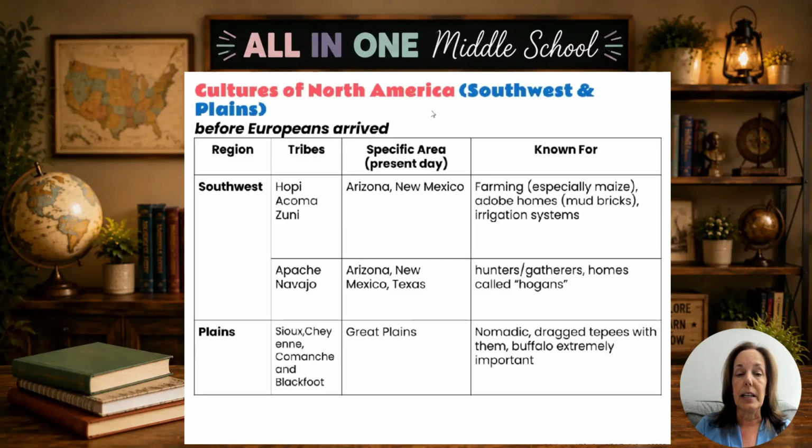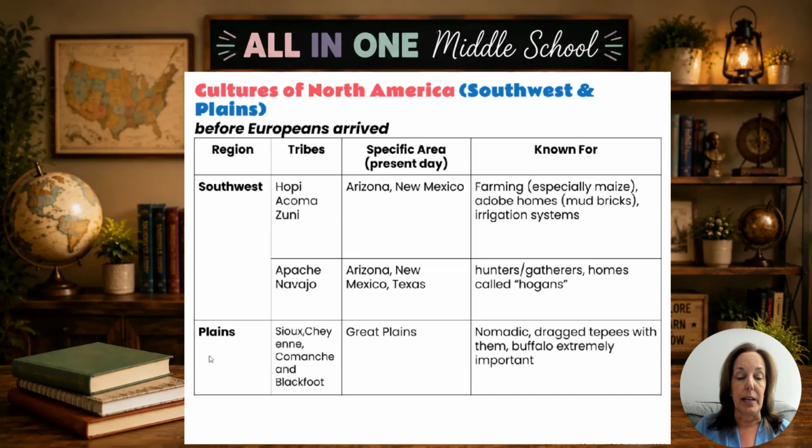Okay, we're still in the cultures of North America, but we're talking about that Southwest and Plains region. So in the Southwest, the Hopi, the Acoma, and the Zuni were located in present-day Arizona and New Mexico. They were known for their farming, especially maize, adobe homes, which were made from mud bricks, and irrigation systems. The Apache and Navajo were located in present-day Arizona, New Mexico, and Texas. They were known for being hunters and gatherers, and their homes were called hogans.